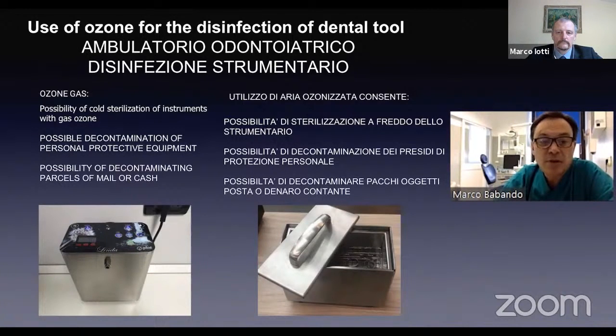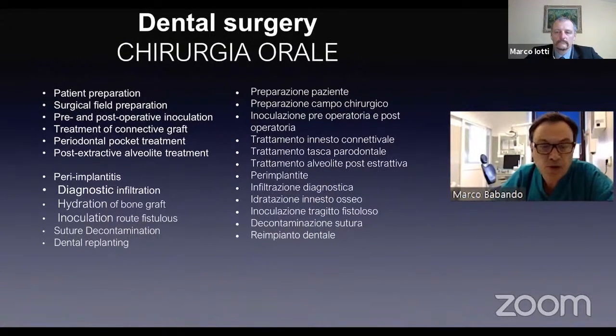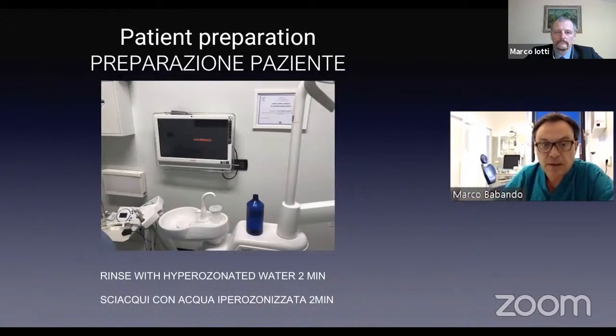Then on the left side, we can see Linda, which is an amazing machine. It is very compact, which allows us to obtain both air and ozonized water. Then on the right-hand side, we see a tank for cold sterilization with ozone, both instrumental and, of course, surgical. Now we can see the specific dental surgery uses of ozone. For patient's preparation, the rinsing is not done with chlorhexidine, but instead with highly ozonized water, and it can decontaminate the mouth.